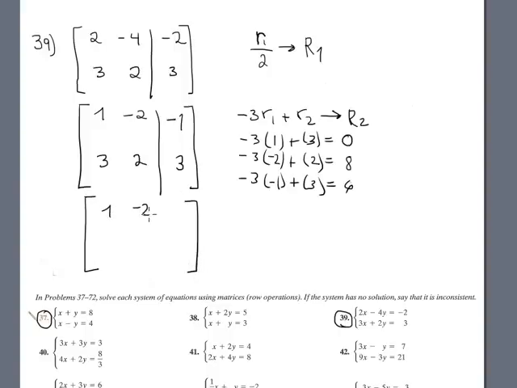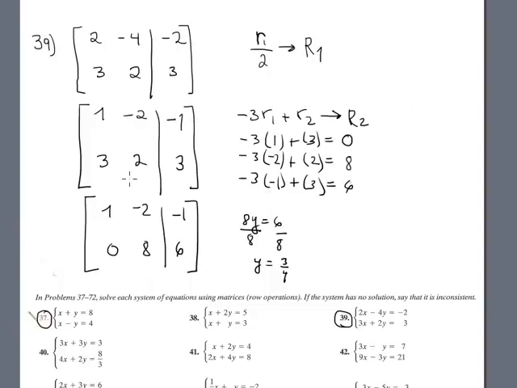1, -2, -1, 0, 8, and 6. Okay, so looking at the last equation. The last equation is 8y equals 6. Divided by 8 both sides, reduced to lowest terms, y is 3/4. This is y.